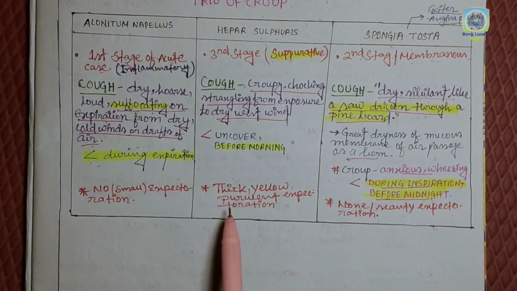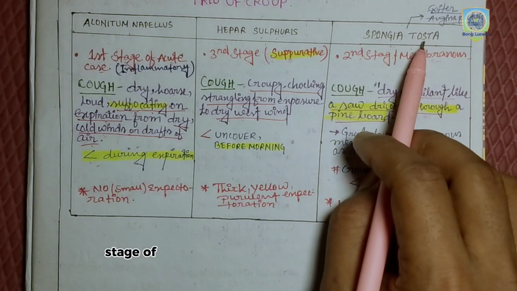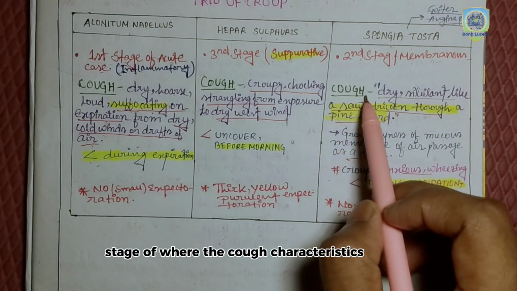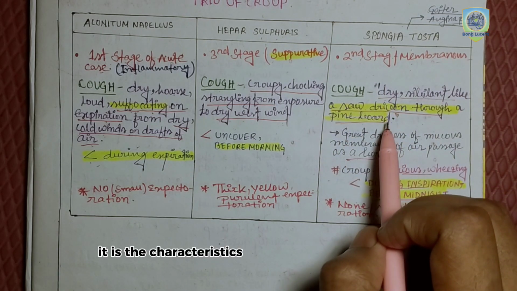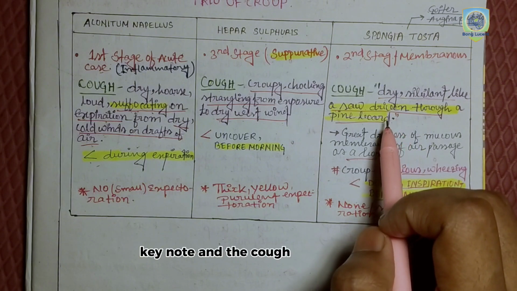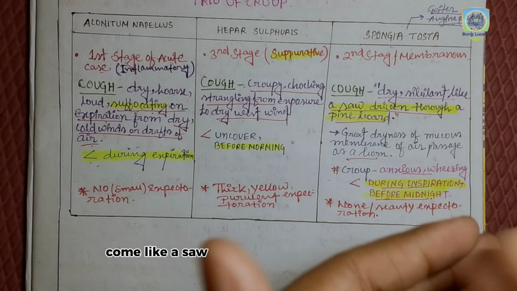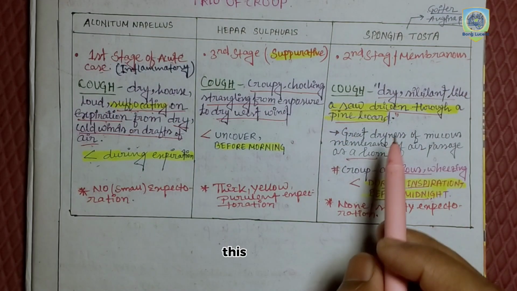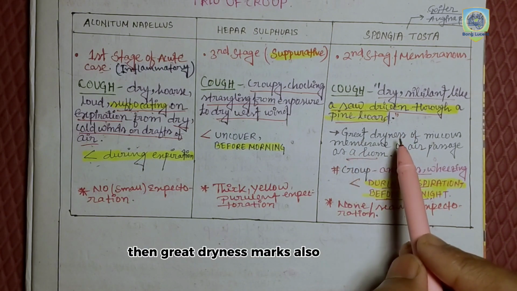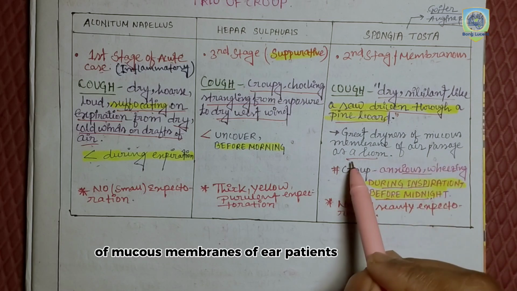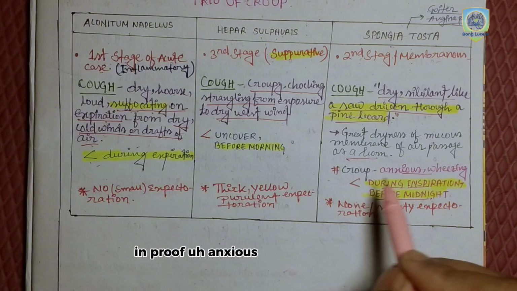In Spongia tosta, we already said this is the second or membranous stage, where the cough is dry, sibilant like a saw driven through a pine board. It is the characteristic already mentioned in Allen's keynotes. The cough is so metallic, so membranous, that the sound comes like a saw driven through a pine board. This type of sound comes from the patients. Also great dryness marks Spongia, of the mucous membranes of the air passages. Dryness is marked in Spongia tosta. In croup, anxious and wheezing.